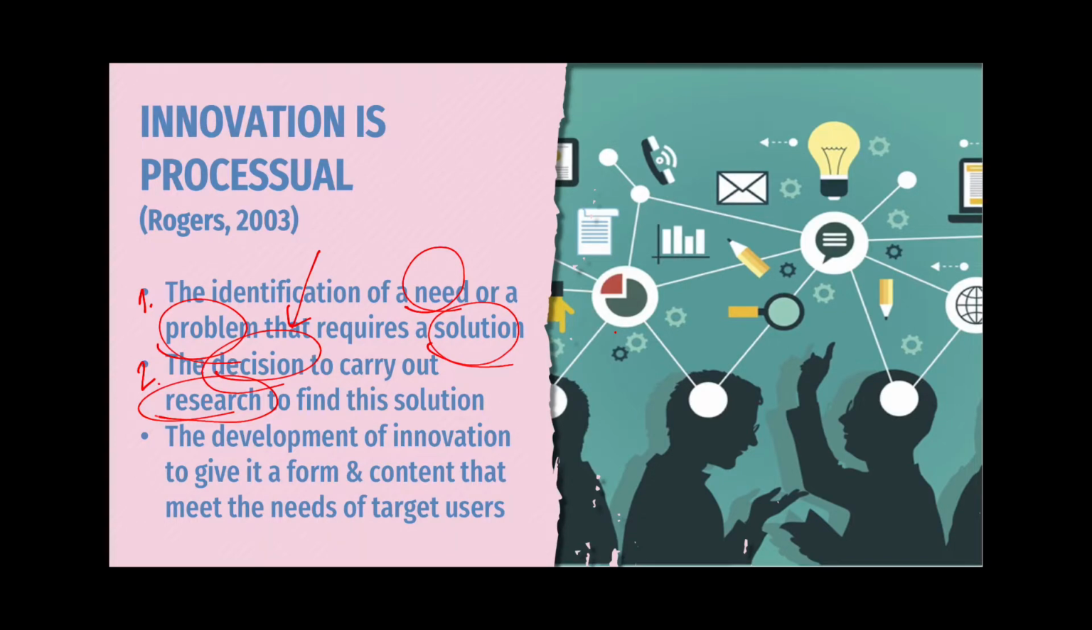The third phase, according to Rogers, is the development of the innovation to give it form and content that meet the needs of the target users. This is where knowledge transfer comes in, where the field of the pure sciences, their computations, become tangible solutions that we can actually touch or experience. So that's the third phase of the process according to Rogers.